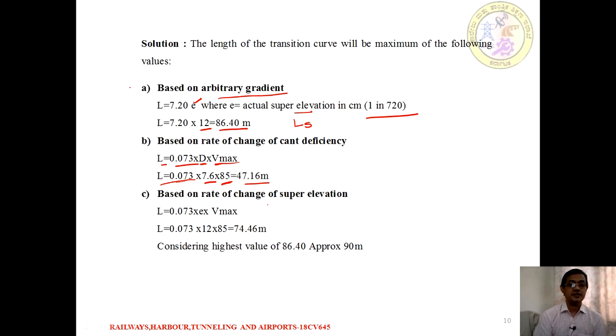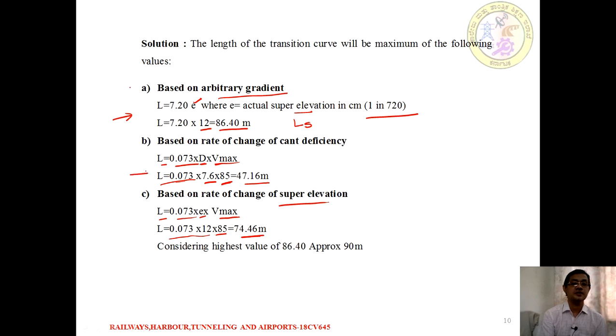The last is based on the rate of change of super elevation. The same formula, L is equal to 0.073 multiplied by the super elevation and the maximum speed. Substituting the numbers, L is equal to 0.073 multiplied by 12 and 85. So the length is going to be 74.6 meters. Just look at the three different values: based on the arbitrary gradient, the length is going to be 86 meters.